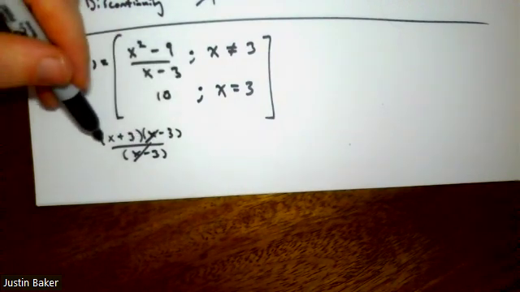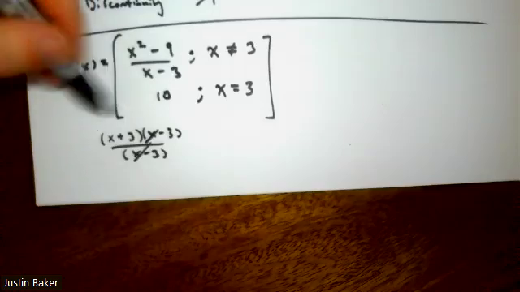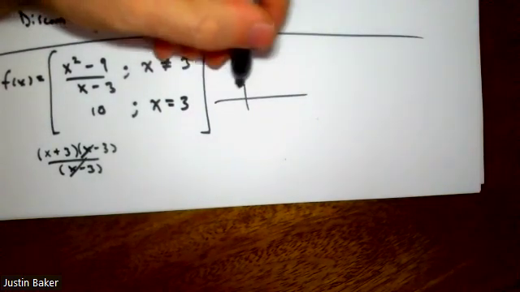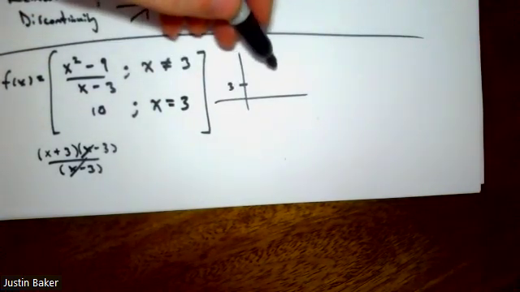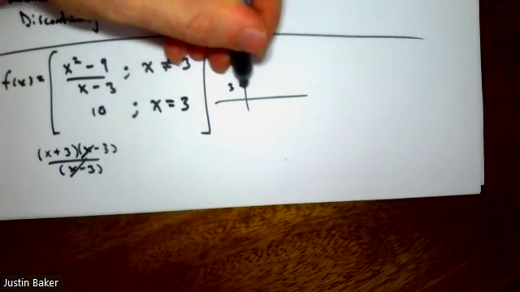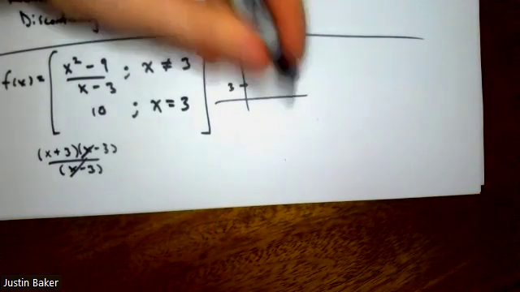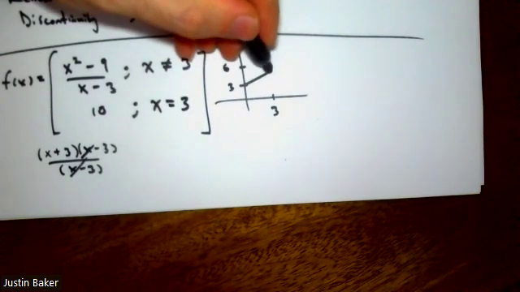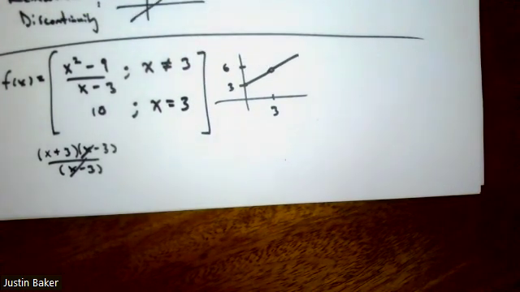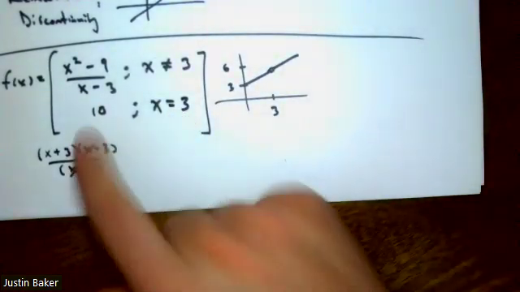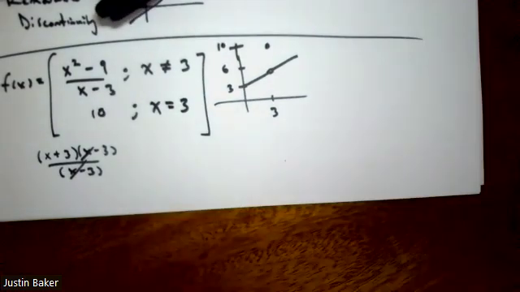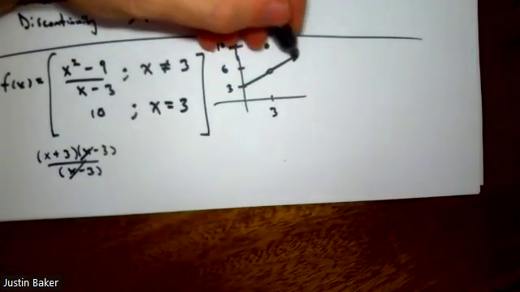And what we are left with is x plus 3. So the graph that this actually all represents is the graph of x plus 3. Well, what's the graph of x plus 3 look like? It has a y-intercept at 3, and then it goes up 1 over 1, up 1 over 1, up 1 over 1. By the time you get to 3, you're at 6, and we just said there's a hole in the graph there. And what does this tell us? When x is 3, we have a closed dot at 10. So there's our graph of what this is.